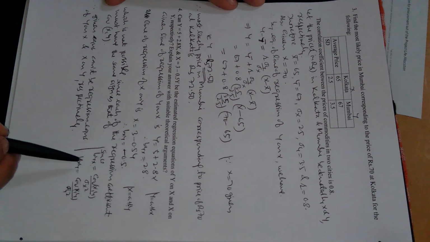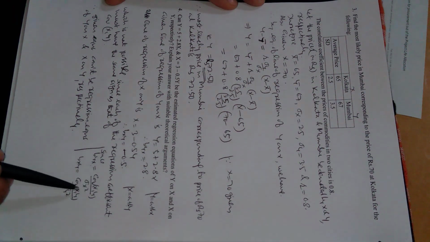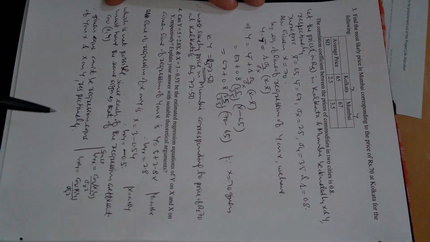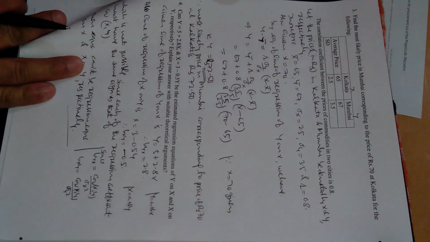These two are positive, so if covariance is positive, both the regression coefficients must be positive. If covariance is negative, both the regression coefficients must be negative. So this is the reason for this one. This is the fourth question. Now come to the last one.